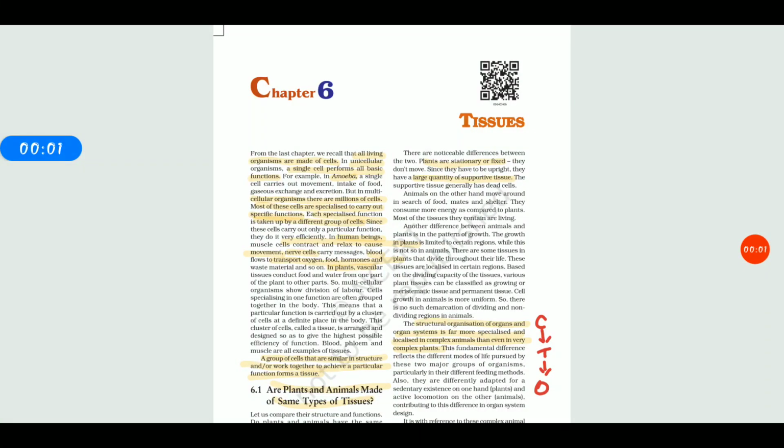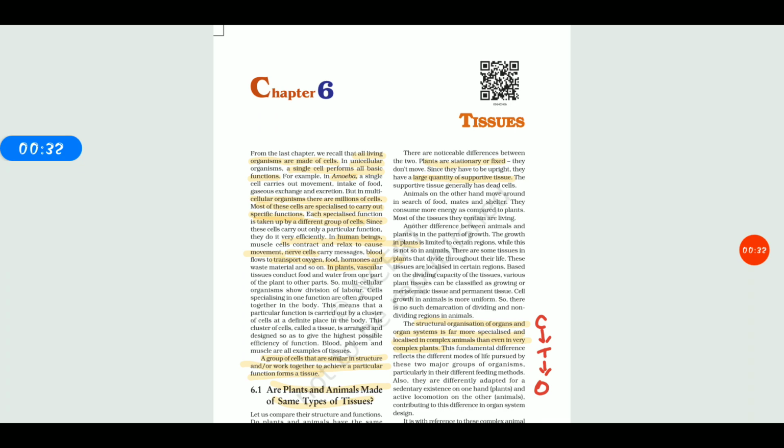Good morning, students. In this video, we are going to start with the types of tissue, and specifically, we are going to start with plant tissue. In the previous video, we studied the introduction of the chapter on tissue, and we saw how tissue is formed and how cells are specialized, the process of differentiation, and we also observed the advantages of division of labor.